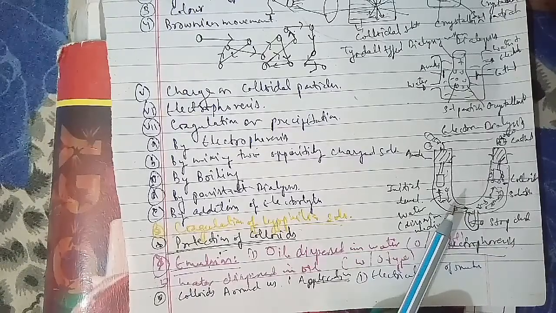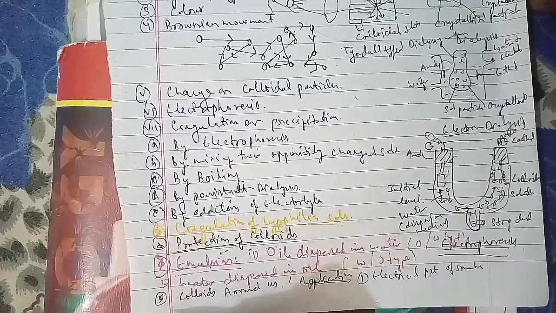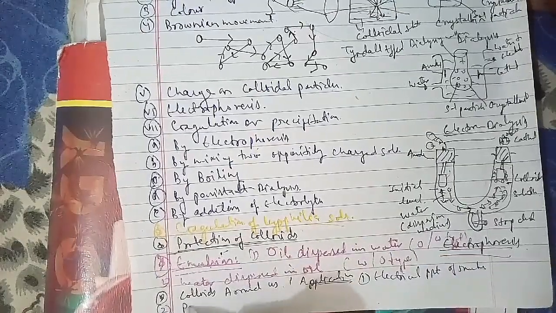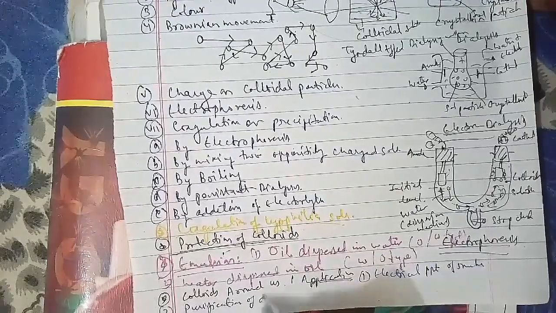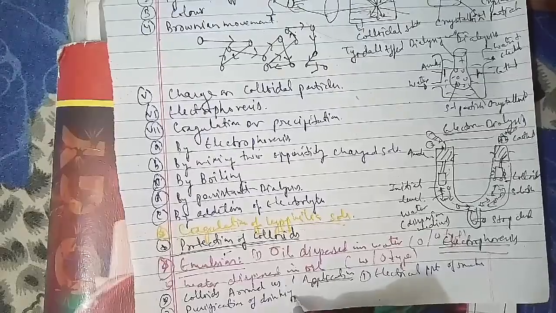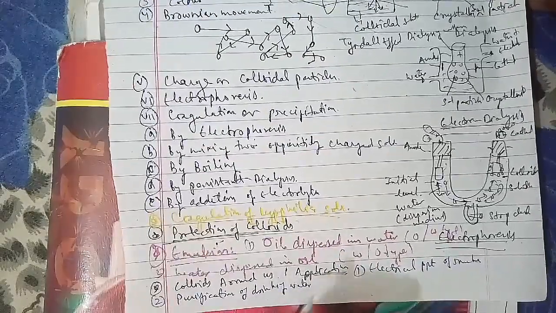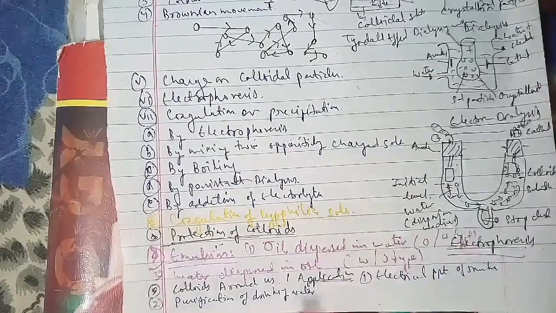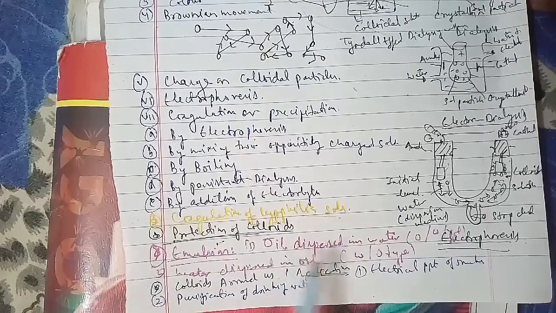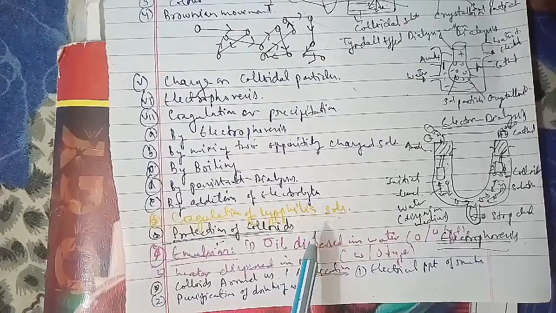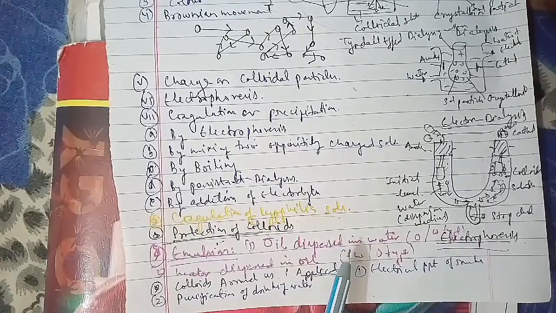The apparatus is called the Cottrell precipitator. Now we'll talk about the second one, which is purification of drinking water. Water obtained from natural sources often contains suspended impurities. Alum is added to such water to coagulate the suspended impurities and make the water fit for drinking purposes.